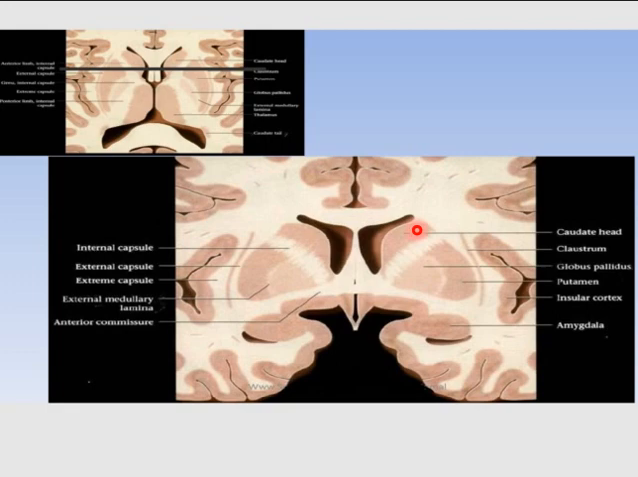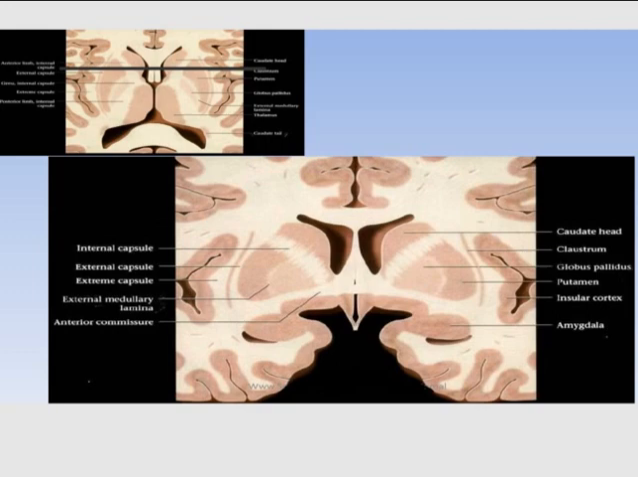This is the caudate head, the putamen, globus pallidus, the internal capsule, and the claustrum.